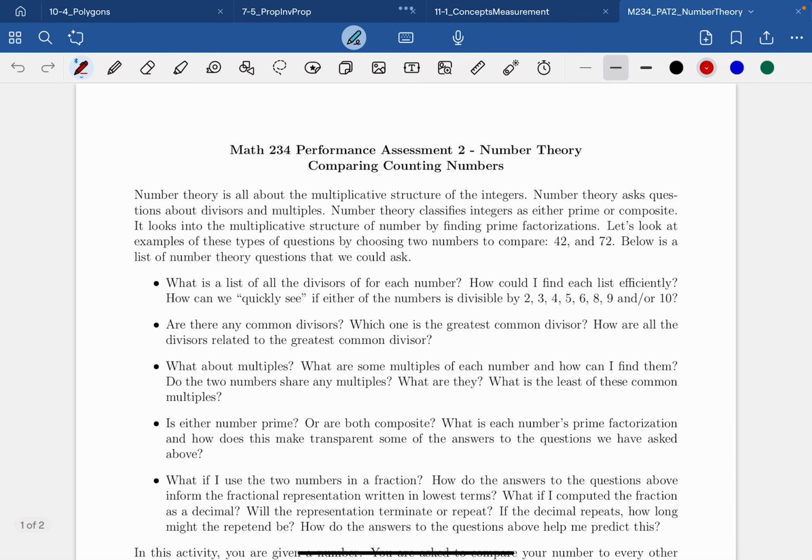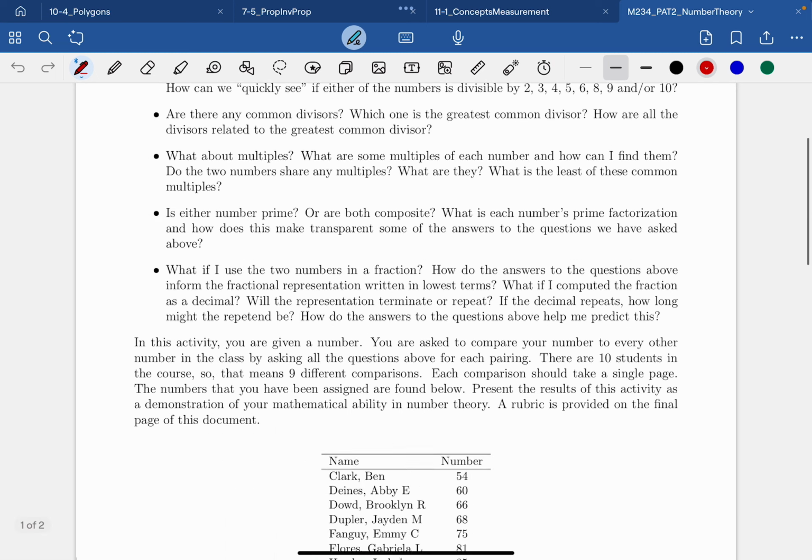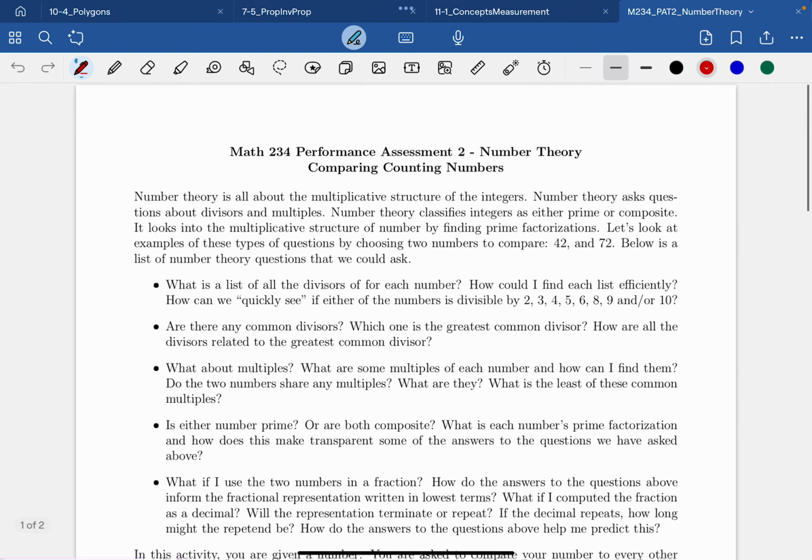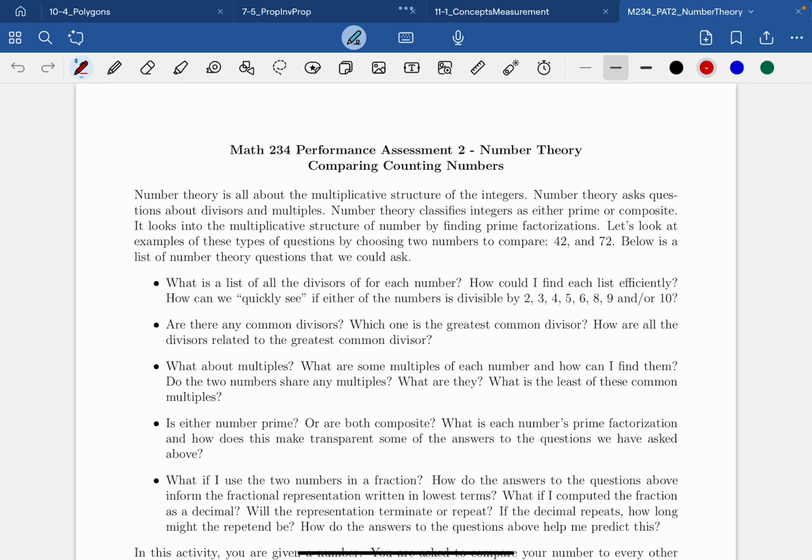So the first thing to know is that the objectives for this second unit in our course are already posted. I won't go through each of the objectives. I will tell you that the objectives are listed here on the second page of the PAT. You're going to be asked to find and use factors and multiples, to explain the common divisibility tests, to understand and use prime and composite numbers, and then to display your knowledge of the real number system. So those are kind of the targets. You should go and read each one of those so that you understand them more fully.